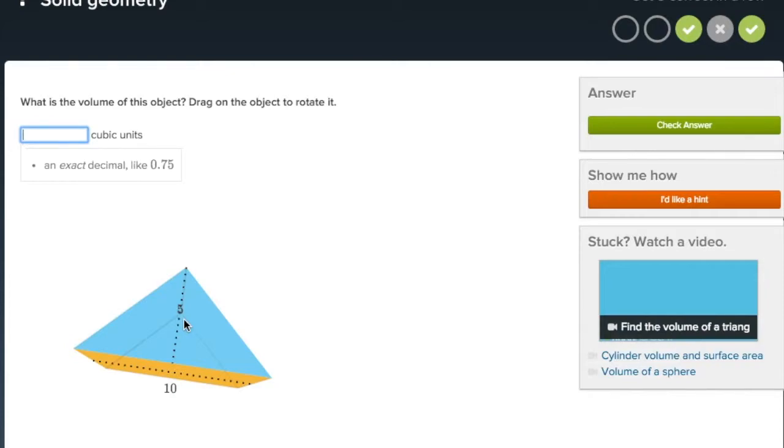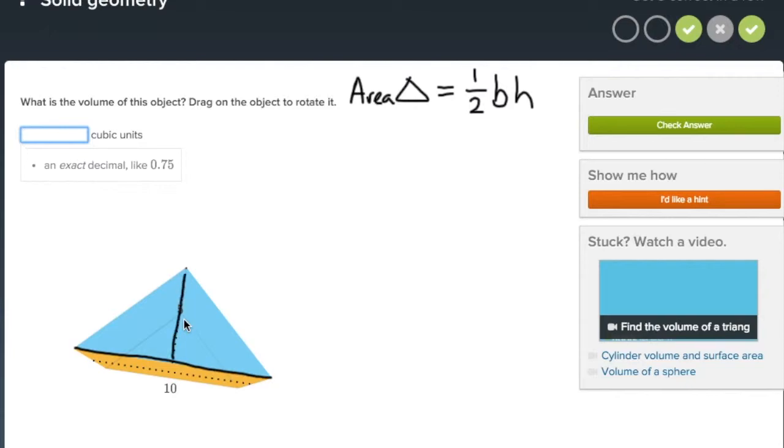Recall the area of a triangle. So the area of a triangle is 1/2 times the base times the height. And I have got a base of 10 and a height of 5. 5 times 10 is 50. And 50 divided by 2 is equal to 25, right? So I have the area of my triangle is equal to 25. I'm going to come back to that. The area of the triangle is 25.